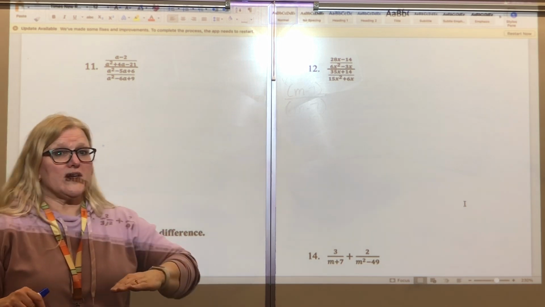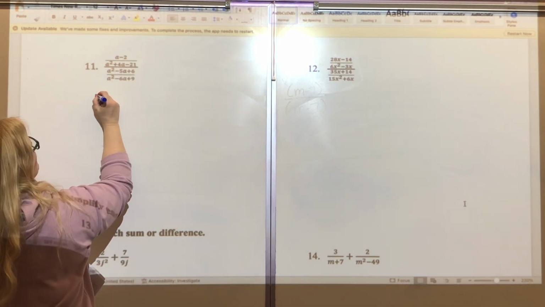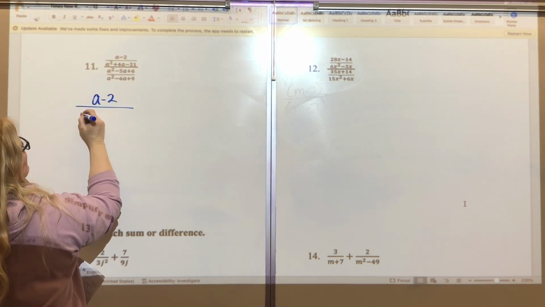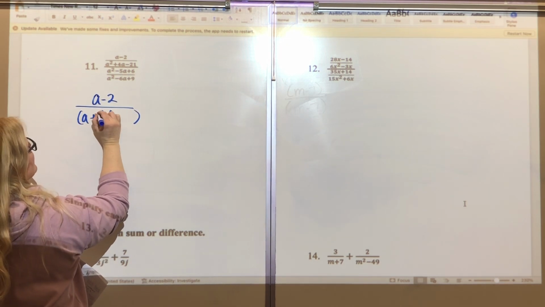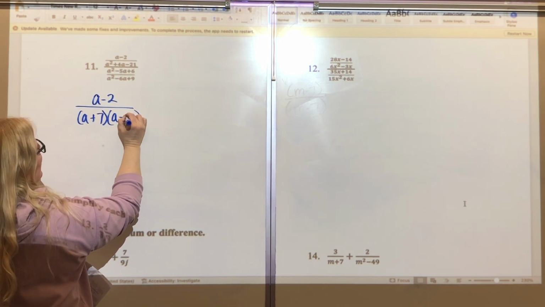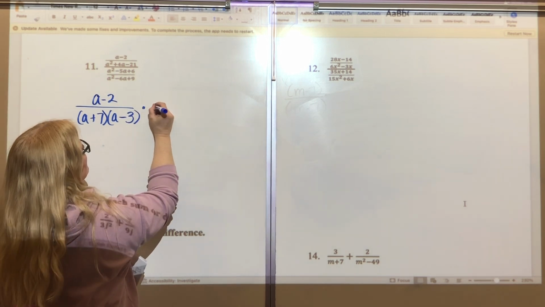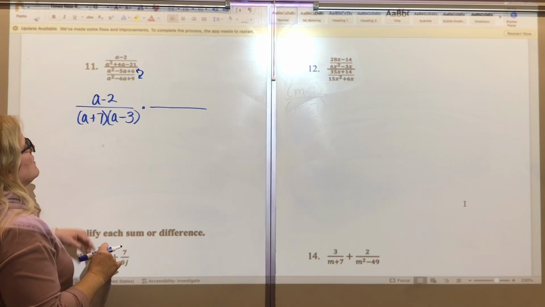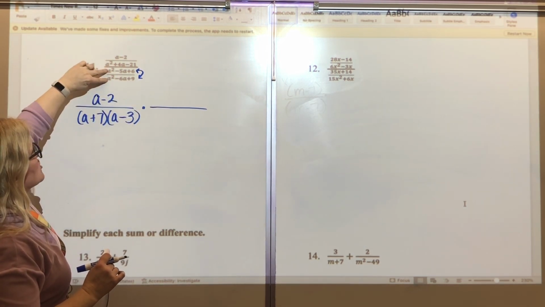Okay, again, what do we do first? Factor first. So a minus 2 is factored, okay? A squared plus 4a minus 21 is going to give me a plus 7, a minus 3. Okay, now if you want to kill two birds with one stone, we can now keep, change, flip. Okay, we're going to flip these two because I'm dividing, right?